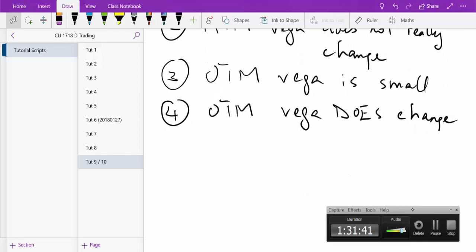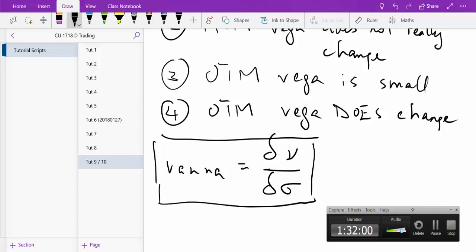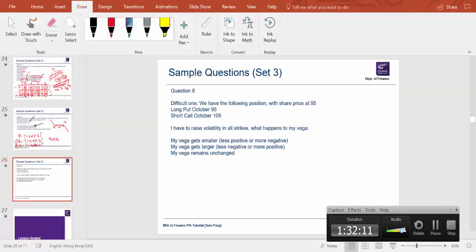And the relevant Greek, I think, is called Vanna. I don't even know if that's a Greek alphabet, okay? Which is the change of your Vega with respect to the change of volatility. Okay, that's just for your interest. The discussion of this question is revolving around another Greek called Vanna, which is even less well known than Rho. Now we go back to the question, all right?